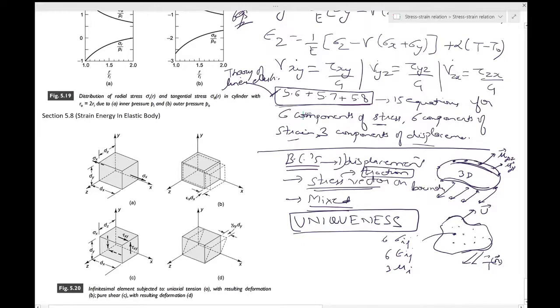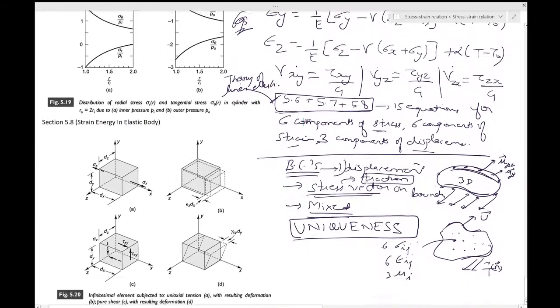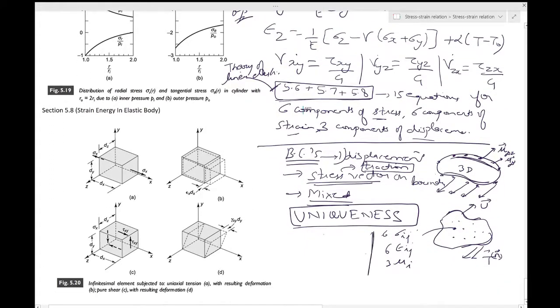Okay, and they will be satisfying your 5.6, 5.7 and 5.8, which is the foundation of this. So there cannot be two stresses; at this point there will be only one sigma x, only one gamma xy, only one value of displacement u1. Okay, so all of them will be unique given your boundary conditions are fixed.